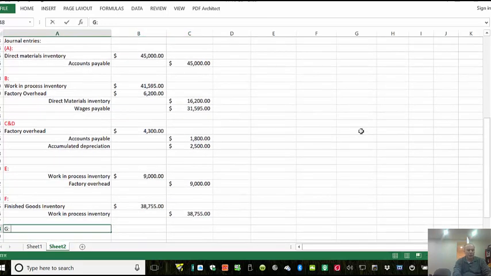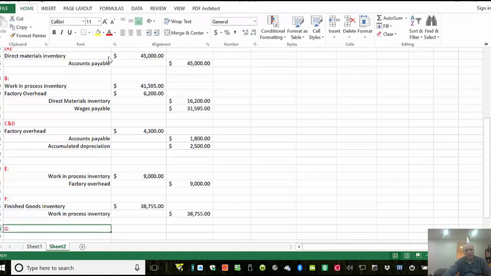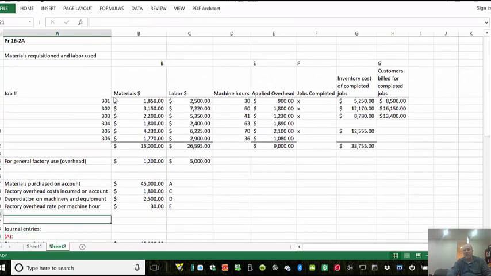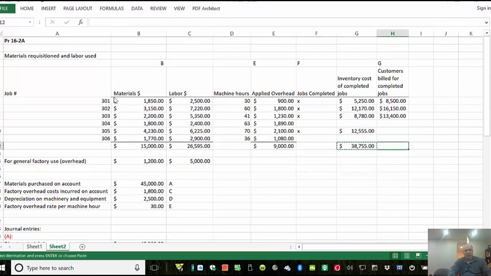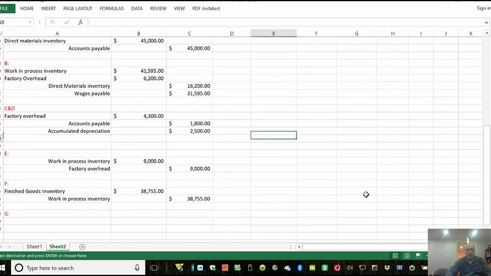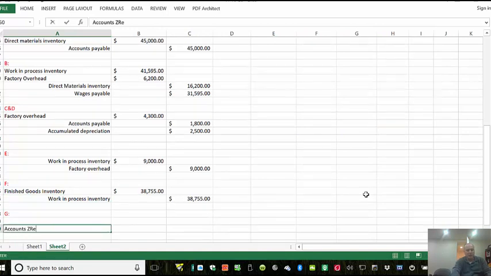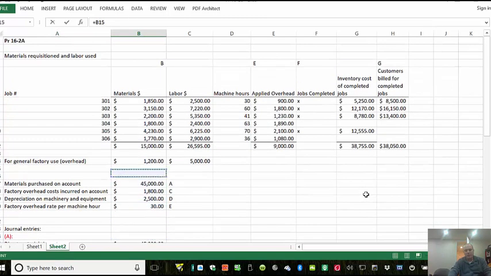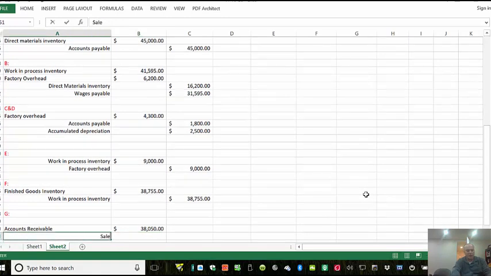Finally, part G involves, we're told that certain jobs were transferred to the customers, and the customers were billed for it, essentially sold. And so first you need to record the sale. What's the amount of that sale? Well, you're told the actual billings over there. So the total amount here is going to be $38,050, which is just the sum of the amounts that are given there. So we're going to debit, because they were billed but not collected, accounts receivable, and credit sales revenue.